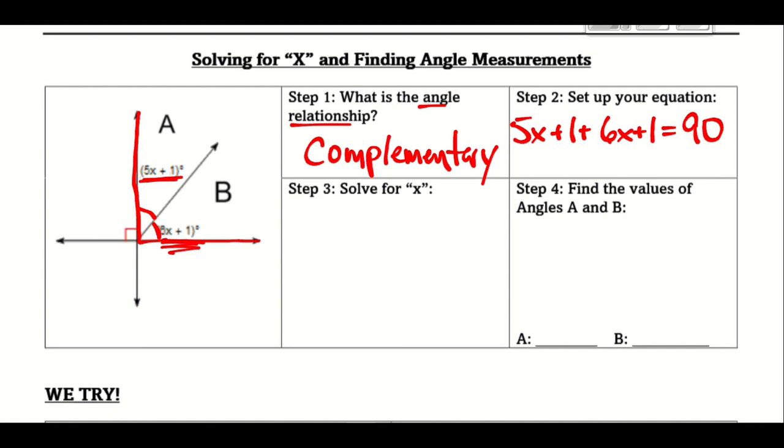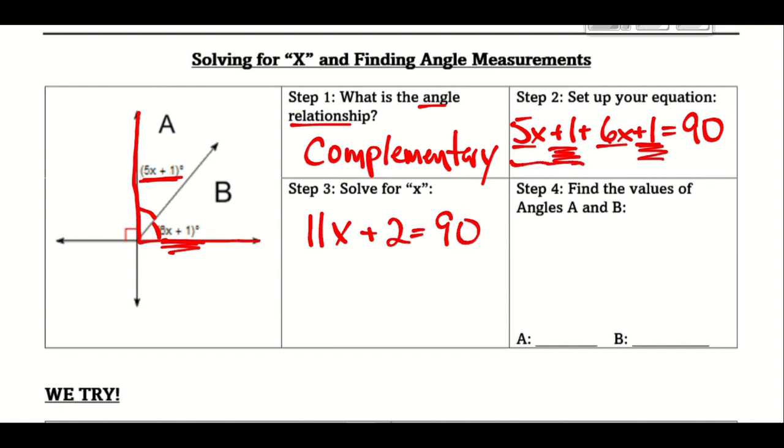By solving that equation, I'm going to figure out the x value that makes this true, that makes those two angles actually add up to 90 degrees. So I'm going to solve for x in this step. So I'm going to combine like terms here. I'm going to put these two together, the 5x and the 6x. That would give me 11x. I'm also going to combine like terms with the constants. 1 plus 1 is 2. That still equals 90. And now I'm trying to solve the equation.